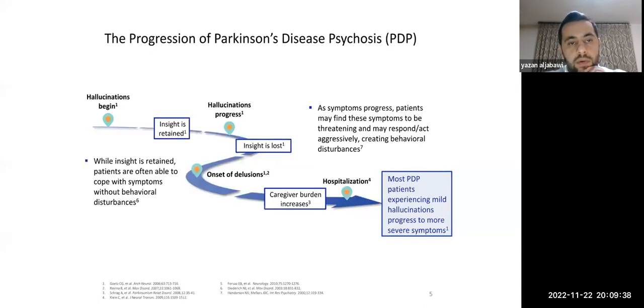And this diagram represents the progression of Parkinson's disease psychosis. It usually begins with hallucinations, and insight is still retained. Then the hallucinations progress. After that, we have loss of insight. Then the delusion onset. Then the caregiver burden happens and increases. After that, the hospitalization occurs.